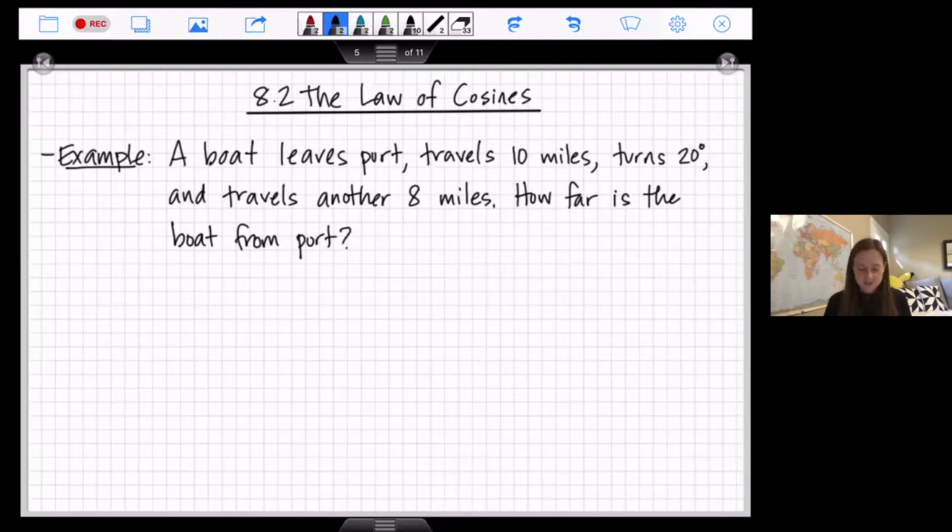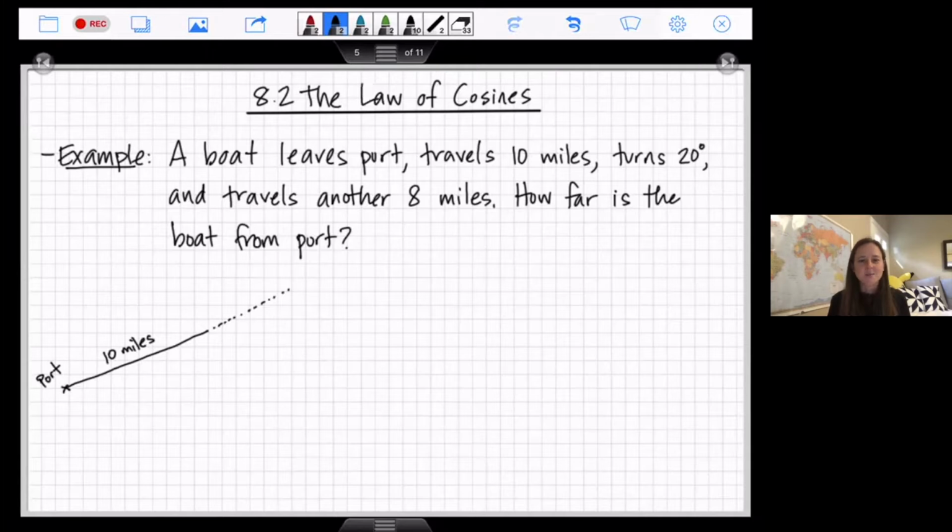So let's draw ourselves a port. Okay, so we'll say this is port, and we're going to travel 10 miles. And they don't tell us what direction, and it turns out not to matter. So I'm just going to draw, let's say we went this way, 10 miles. We sail 10 miles, and then we turn 20 degrees off of our course. So I'm going to do a hypothetical dotted line if we were to keep going, and we're going to turn 20 degrees off of that course.